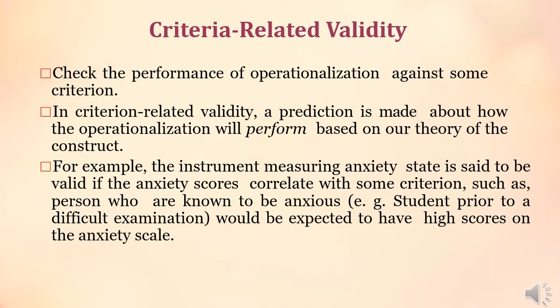Criteria related validity checks the performance of the operationalization against some criteria. So there will be a set criteria and a set operational plan, and on that we will check the validity. In criteria related validity, a prediction is made about how the operationalization will perform based on our theory of the construct. It means how we made the plan and how it will work, that we are predicting.